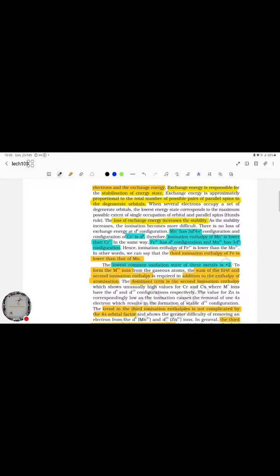The loss of exchange energy increases the stability. Basically, Hund's rule says that when many electrons fill degenerate orbitals, the lowest energy state will be the one that gives the maximum number of parallel spins. That is, if I have 5 electrons to be filled in a d5 configuration, this will be the most stable state, where I will have the maximum number of parallel spins: 1, 2, 3, 4, 5. So that's what Hund's rule states.